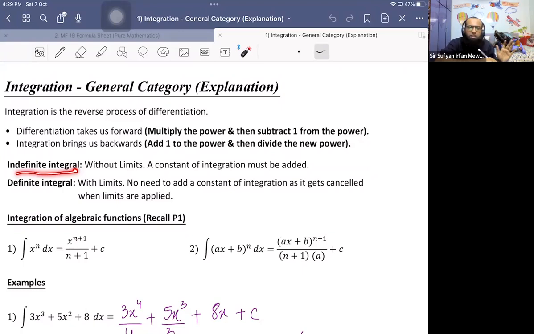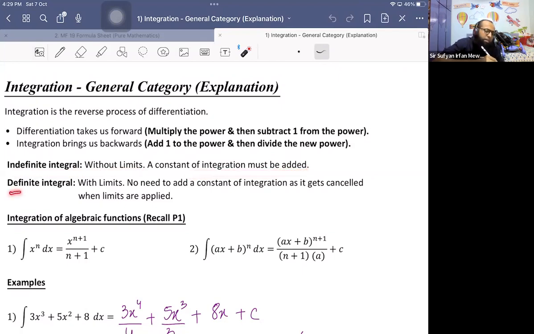In AS, we have studied why we do plus c. What is the reason behind taking plus c? We are not going to go into that depth as of now, but we know that whenever we are integrating, we have to take plus c if we are dealing with an indefinite integral, that is without limits. So if the limits are not defined and the integral is indefinite, then a constant of integration must be added.